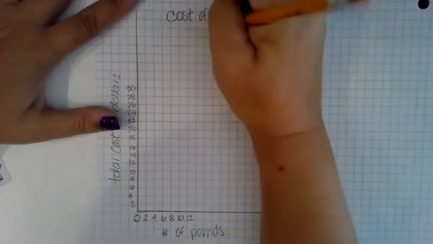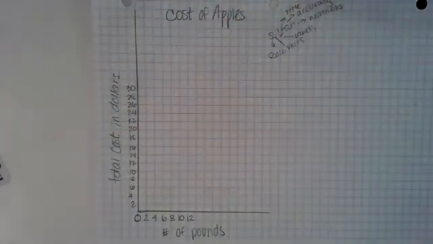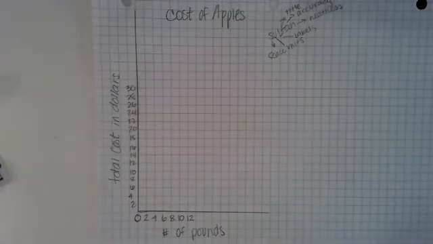Cost of apples. And then the only other things I have are accuracy and neatness, which should be happening no matter what anyways. Okay. I'm going to go back to my table and I'm going to take a look at it.